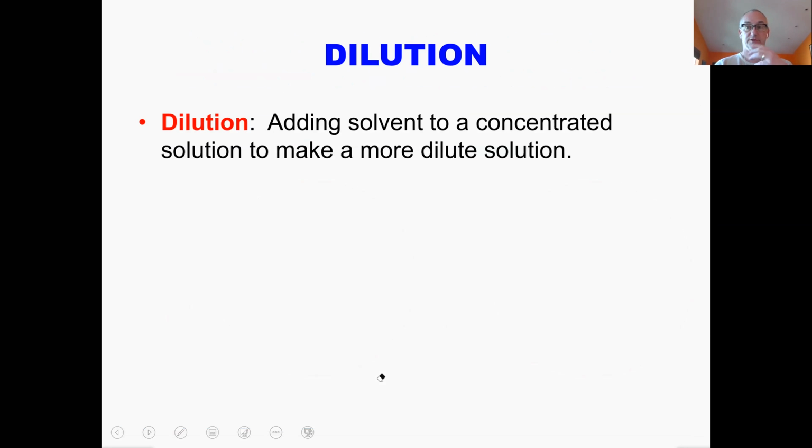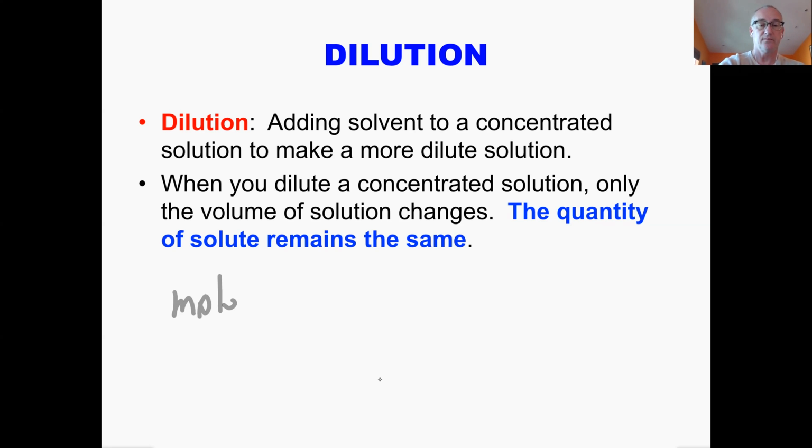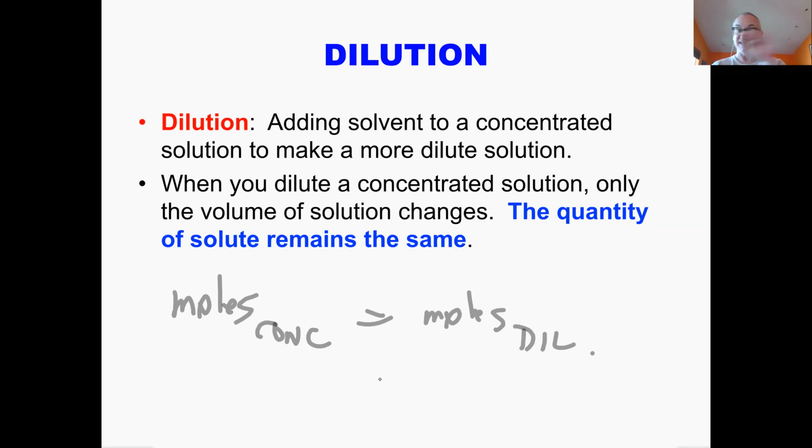So I do dilution, just adding solvent to make a more dilute solution or working solution. Now, this is the important thing to remember. Only the volume changes. That's it. The amount of working stuff in that solution remains exactly the same. So in other words, the moles from my concentrated solution are going to equal the number of moles in my dilute solution. That does not change because it's determined by how much of the concentrated solution I started with.